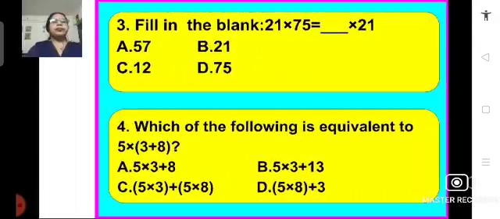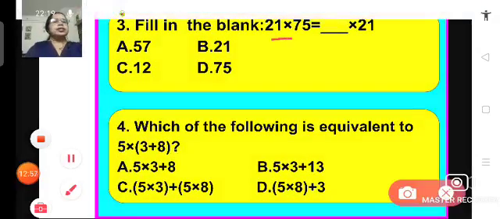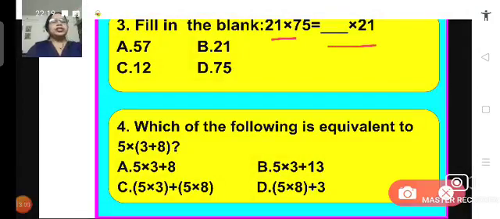Next problem, fill in the blank. 21 into 75 is equal to dash into 21. That means we apply the commutative property here. What will come here? 75 will come here. So 21 into 75 is equal to 75 into 21.